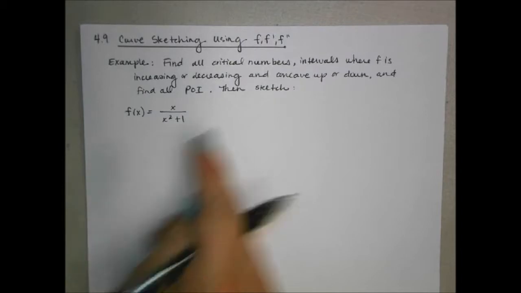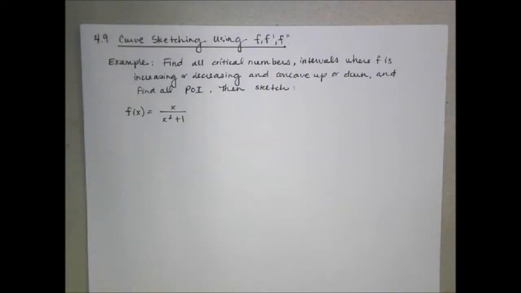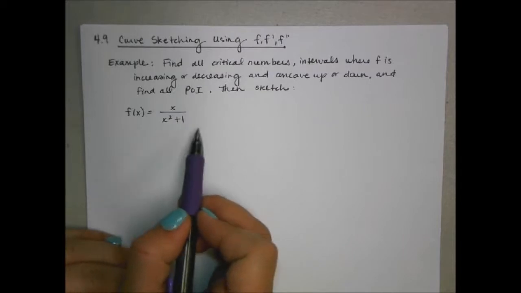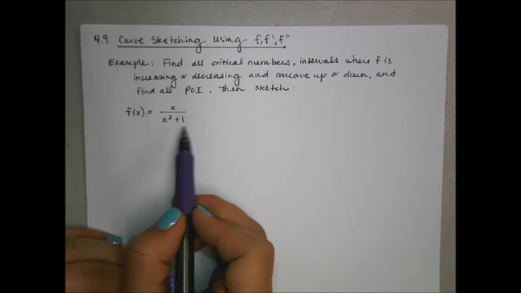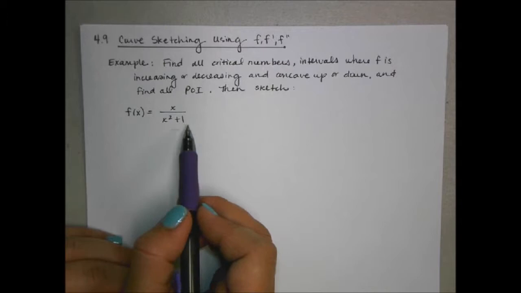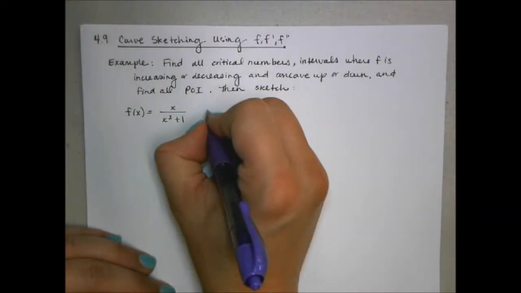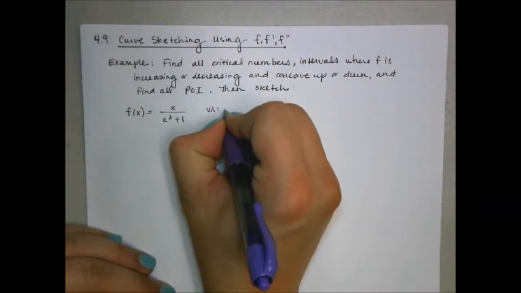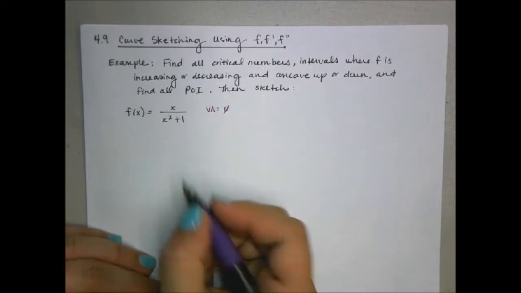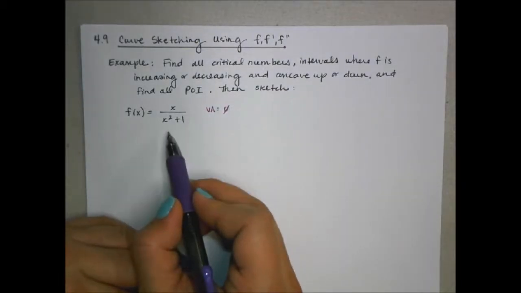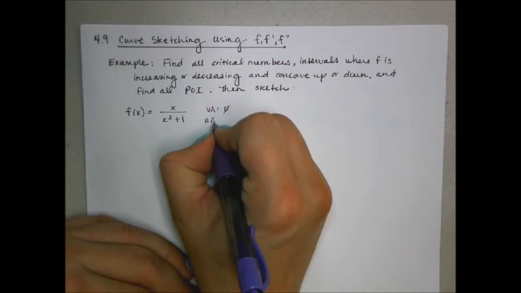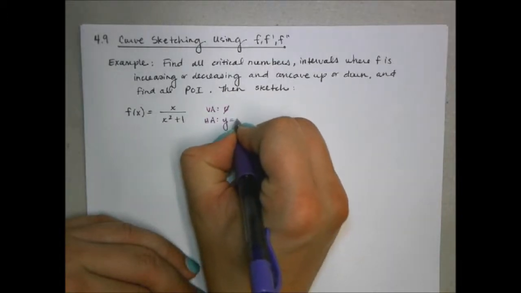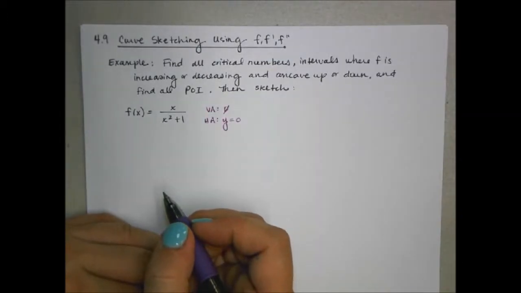So talking about f first, what are some things we know about a rational function? When we're working with a rational function, we pay attention to things like asymptotes. So anywhere where the denominator would equal 0, no real value here would add to 1 to make 0. So there's no vertical asymptote. Any horizontal? Yes, it's bottom heavy. So there must be a horizontal asymptote of y equals 0, which means there is no slant.